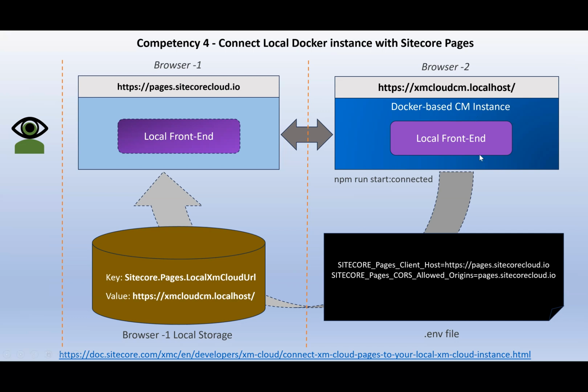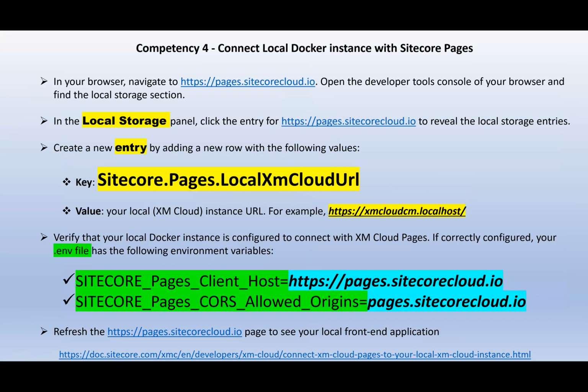But the most important part, this process is really important. The env file should have these environment variables and values pointing to pages. And then you have to have this key in your browser for pages.sitecorecloud.io. In the local storage, you need to have this key and the value. So that's very important. So questions could be something like, it's not connecting. Your local instance is not visible in pages. What could be the possible reasons? So just be aware of what value should go where.